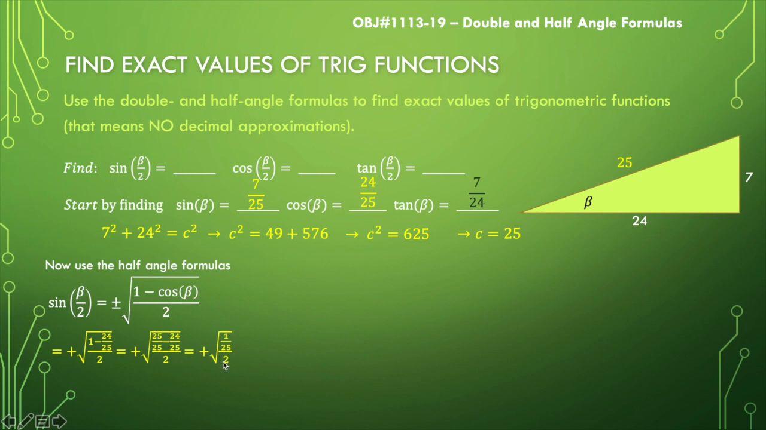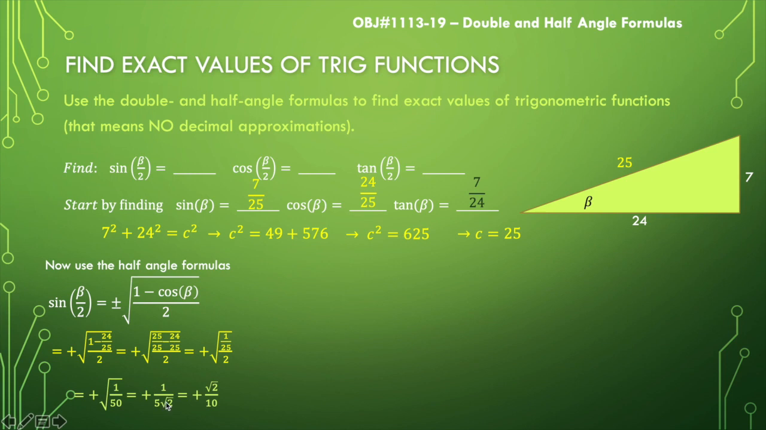Now, this is a fraction within a fraction. So we're taking 1 over 25 and dividing it by 2. That's the same as 1 over 25 times 1/2. And so that turns this into the square root of 1 over 50. All right? And I can think about this as the square root of 1 divided by the square root of 50. And the square root of 1 we know to be 1. And the square root of 50 we can simplify to 5 square root of 2.